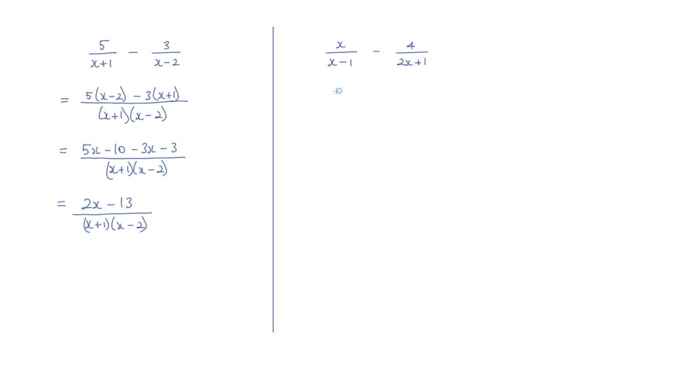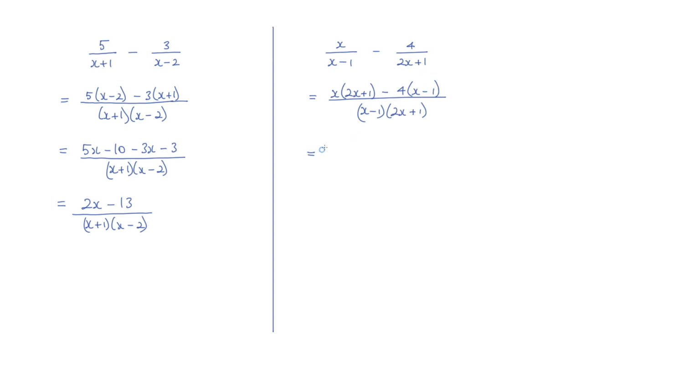Okay, let's have a look at this example here. So as before, we draw the vinculum. We've got x minus 1 multiplied by the 2x plus 1. And again, we don't need to expand these brackets here. We're going to cross multiply in this direction here. So we've got the x multiplied by the 2x plus 1. Obviously, we're subtracting. And then we've got the 4 multiplied by the x minus 1. So 4 and x minus 1.